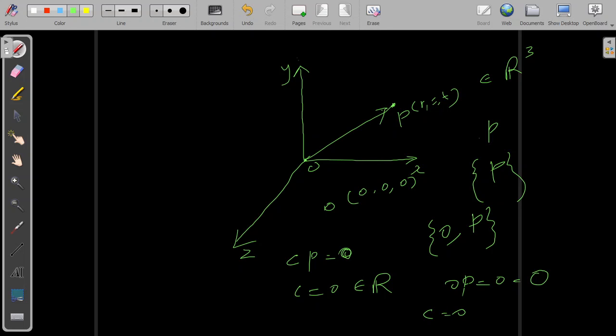So we have this like cP plus dO equals 0. This equation is a linear combination of P and O, and this equation is having c comma d.